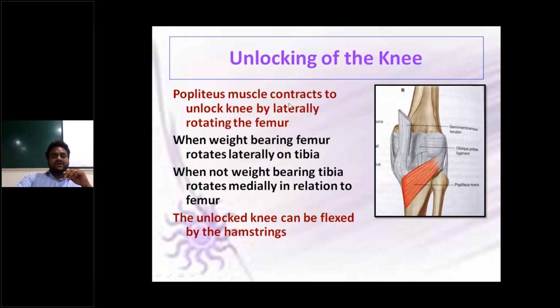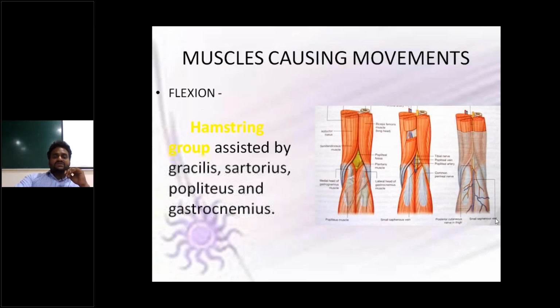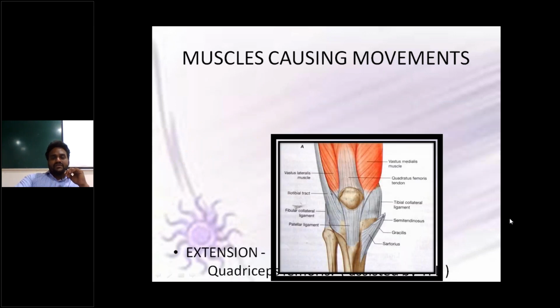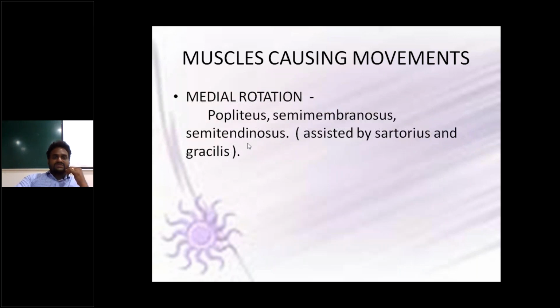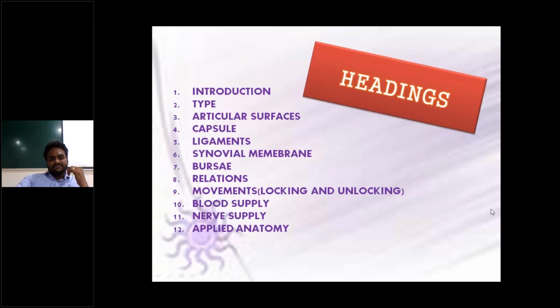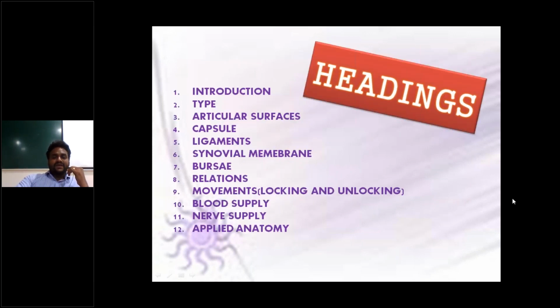In unlocking of the knee joint, this action is initiated by the popliteus muscle. That's why the popliteus muscle is called the unlocker of the knee joint. In unlocking, because of the popliteus muscle, the femur rotates laterally, and the knee can be flexed by the hamstring muscles. So flexion of the knee joint is by the hamstring muscles, extension by the quadriceps femoris muscle, and these are the medial rotators and these are the lateral rotators of the knee joint.